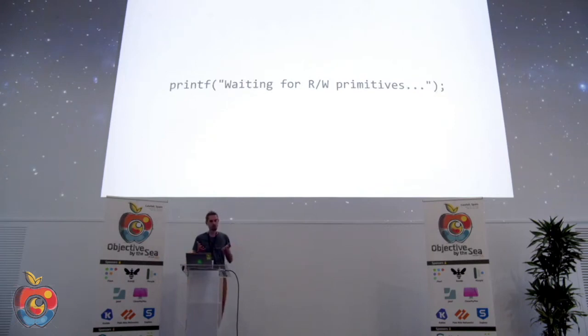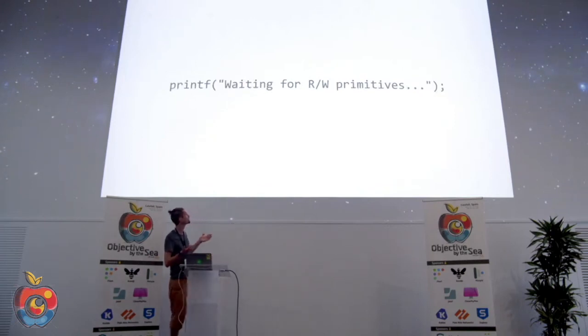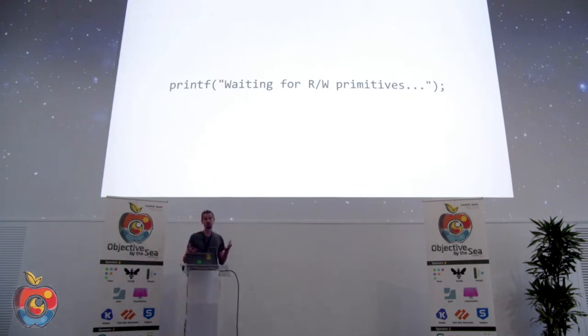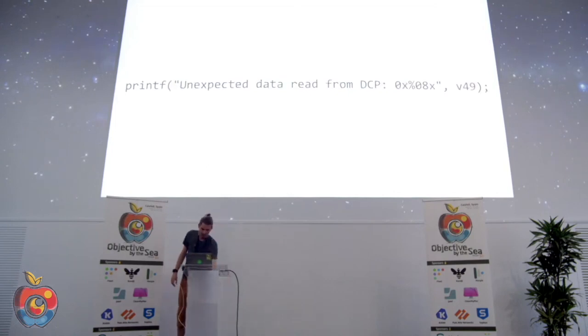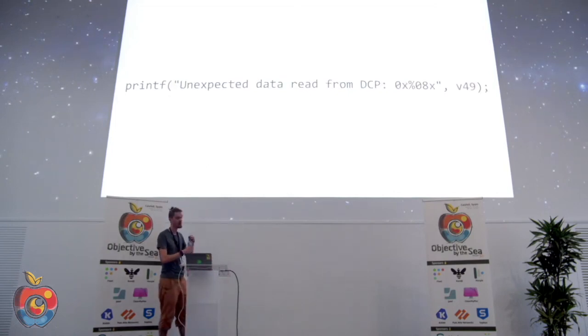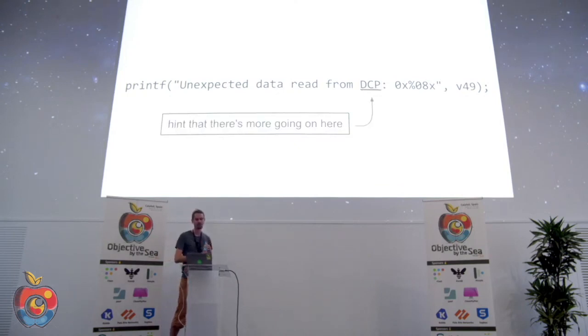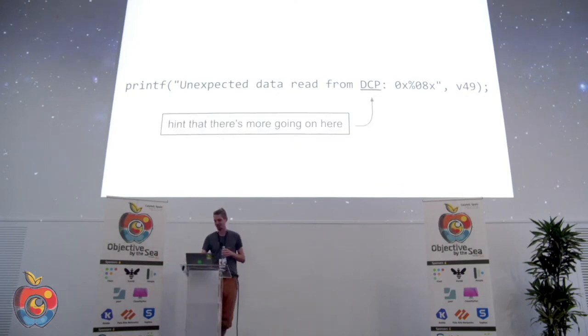The next sort of cryptic message, they say, waiting for read-write primitives. And you think, well, okay, there have been lots and lots of race condition vulnerabilities in XNU. Maybe there's a race condition, but the code does not have the structure indicating that it would be exploiting a race condition bug. So what's going on? And the last message is the one that gives us the clue as to the path we have to follow, which is unexpected data read from DCP. And yeah, this is the hint that there's something much more interesting going on here.